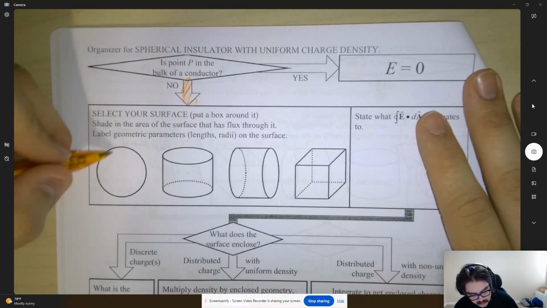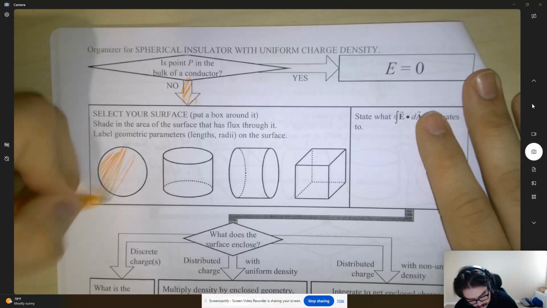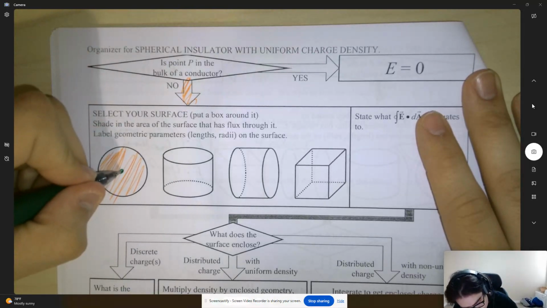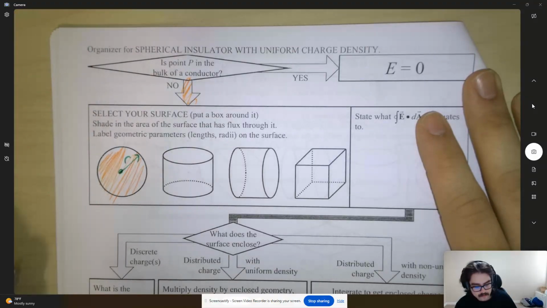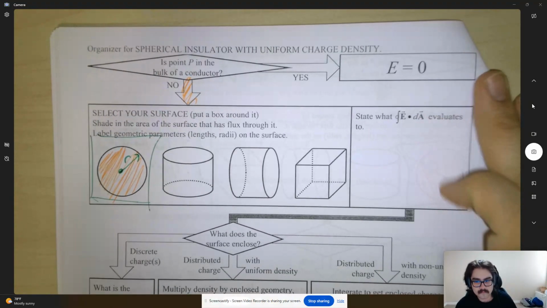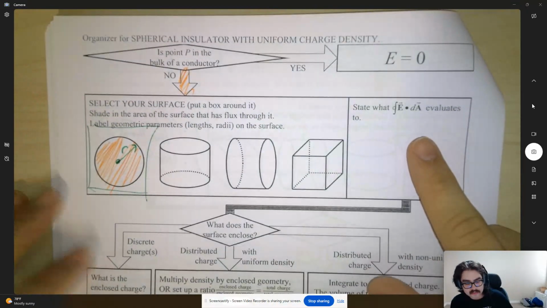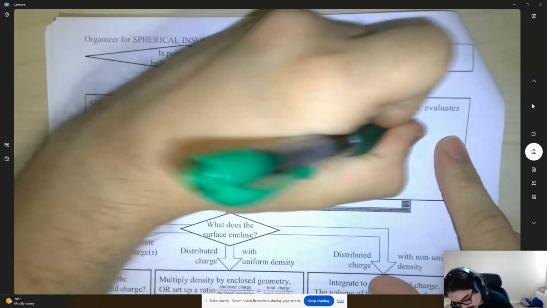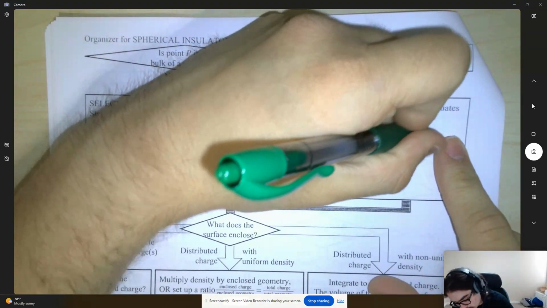Okay. My surface, I'm using a sphere. We've already established that. And then this is my distance, little r. I'm using this shape right here. We already know what this is going to end up evaluating to, because it's the exact same as it's been: E dot 4 pi r squared.